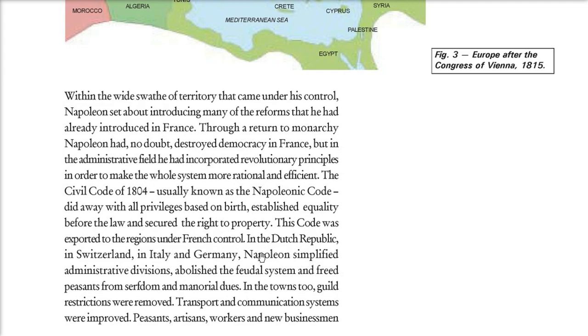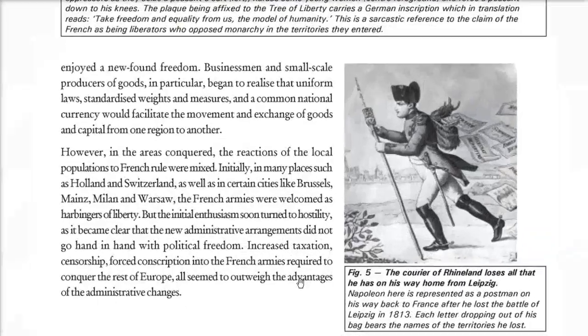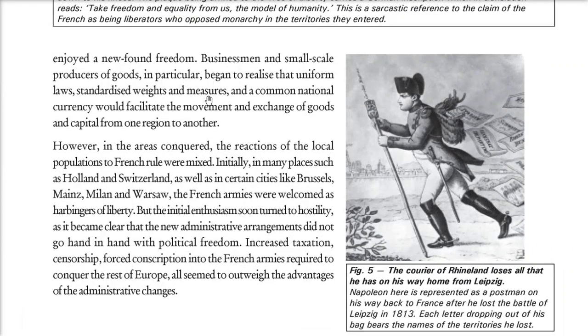The code was exported to the regions under French control: the Dutch Republic, Switzerland, Italy, and Germany. He also simplified the administrative divisions. He abolished the feudal system and freed the peasants from dues. In towns also, the guild restrictions on working people were removed, and the transportation and communication systems were improved. So peasants, artisans, workers, and new businessmen found it very appealing. Now they could exchange goods from one region to another and gain some profit.